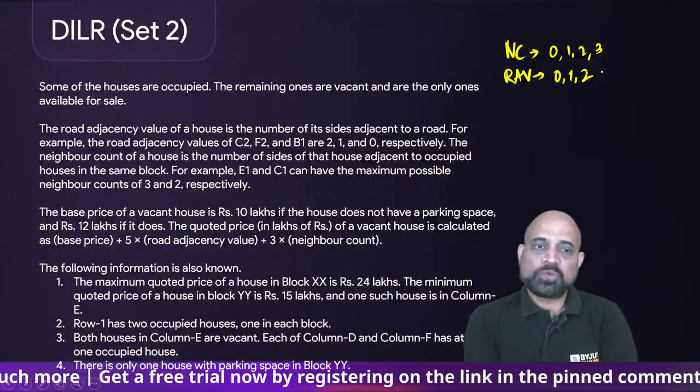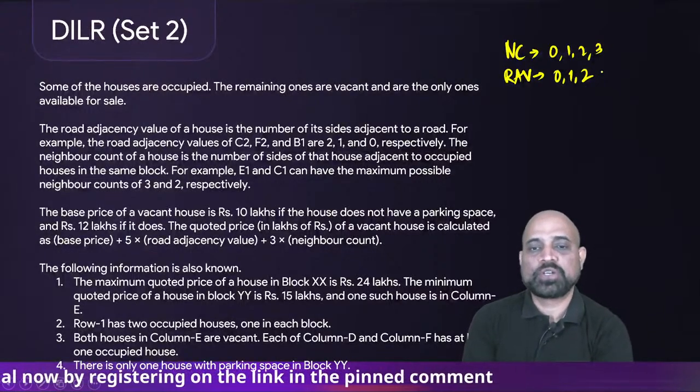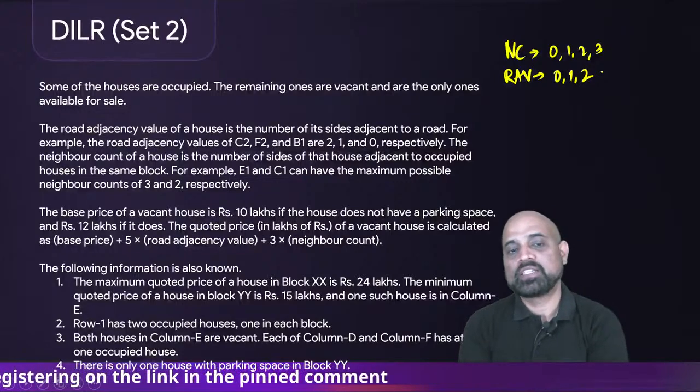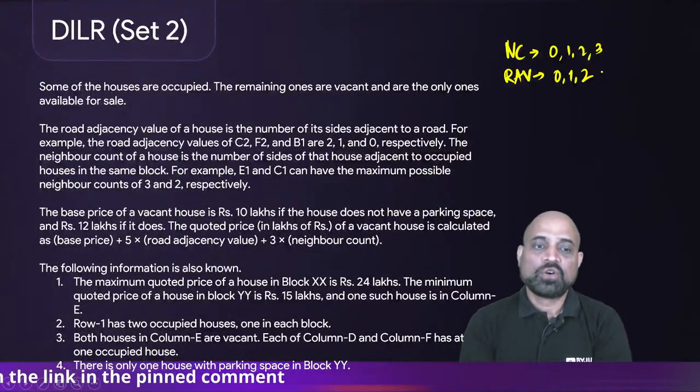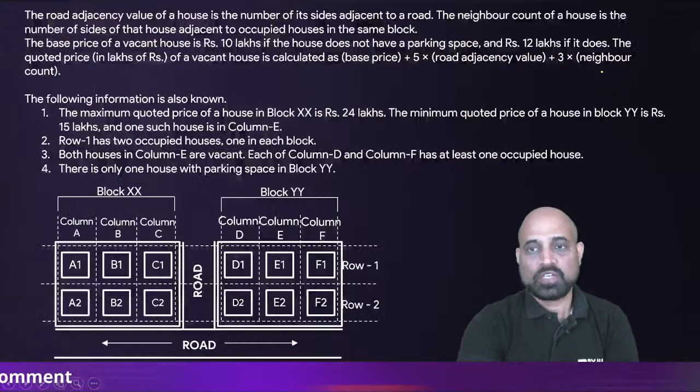The following information is also known. The maximum quoted price of a house in block X is rupees 24. The minimum quoted price in block Y is rupees 15. Row 1 has 2 occupied houses, 1 in each block, and so on and so forth. ठीक है? So everything is here.